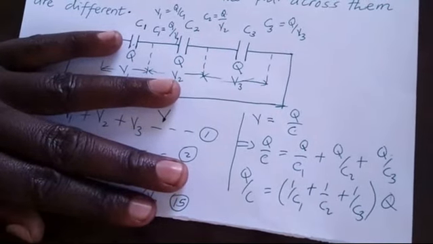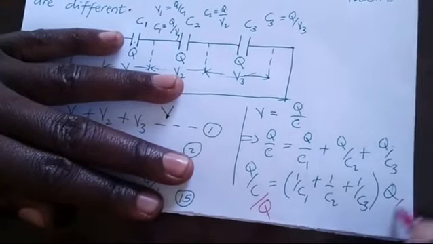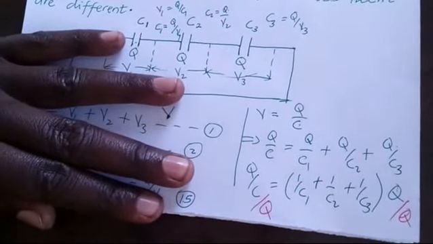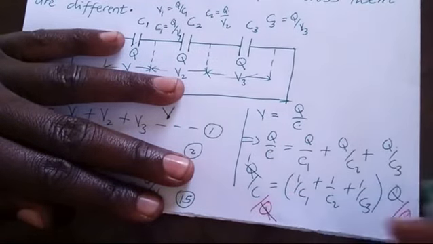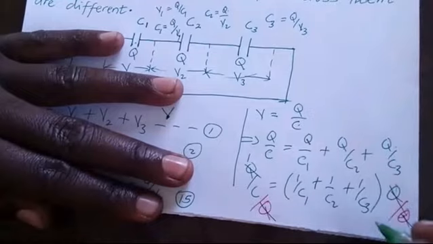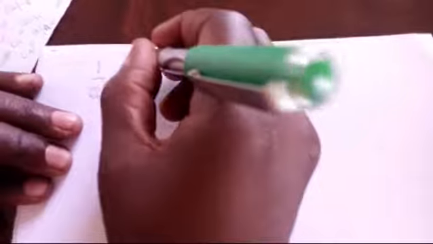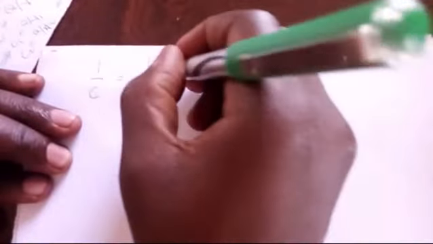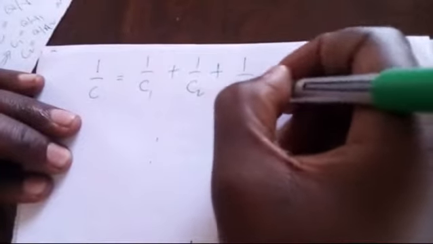Then if I divide both sides by Q, the Q here will cancel the Q here and you have 1. So this means 1 over C is equal to all that I have there. So in the end I have 1 over C is equal to 1 over C1 plus 1 over C2 plus 1 over C3.